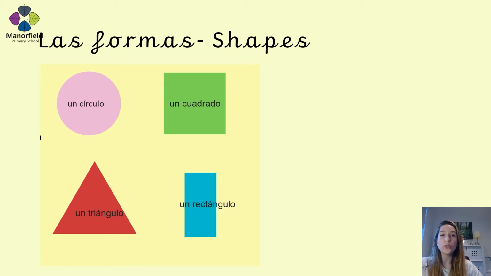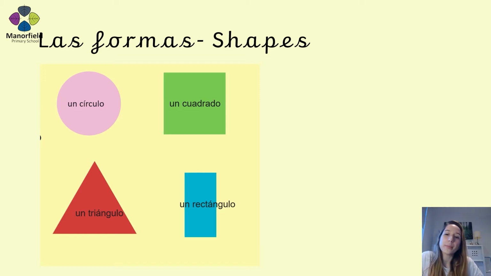So I'll say all four shapes again. El círculo, un cuadrado, un triángulo, un rectángulo. Do you want to practice saying these? I'll say them again with a pause. Un círculo, un cuadrado, un triángulo, un rectángulo. Very well done.